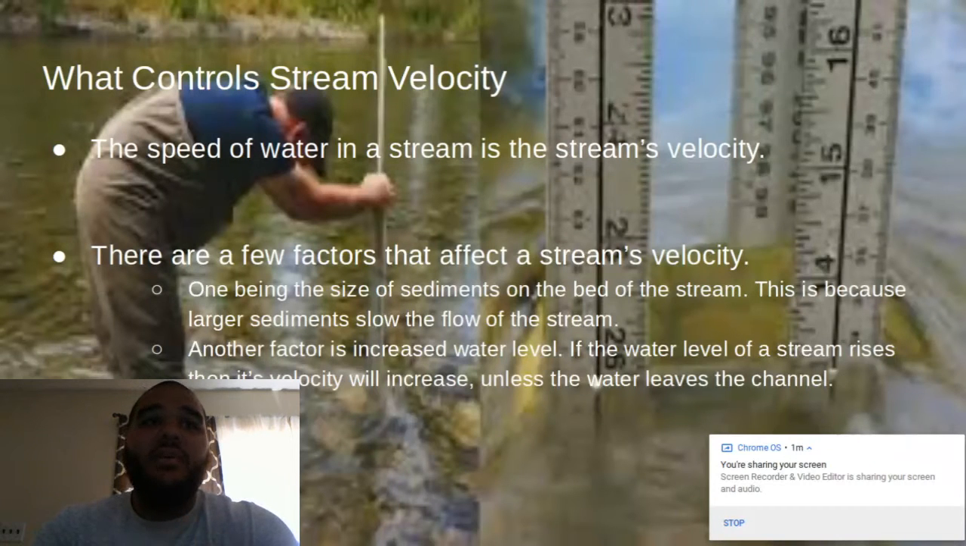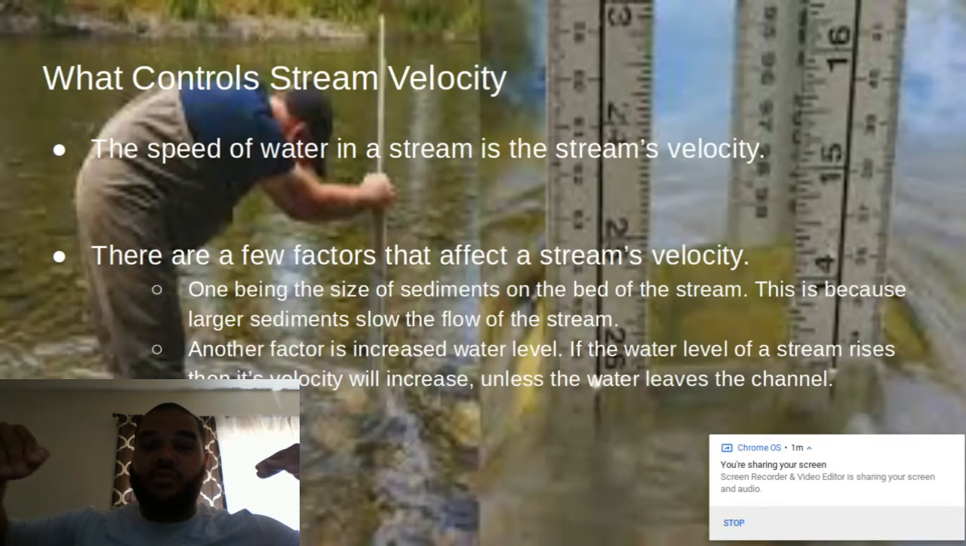One factor is water levels rising. If the water level rises, that means more water in the stream, so obviously, as we would all assume, the stream would go faster. But what I found interesting is if the water levels rise too high, and the water starts to go out of the stream's channel, the water velocity actually won't increase anymore.